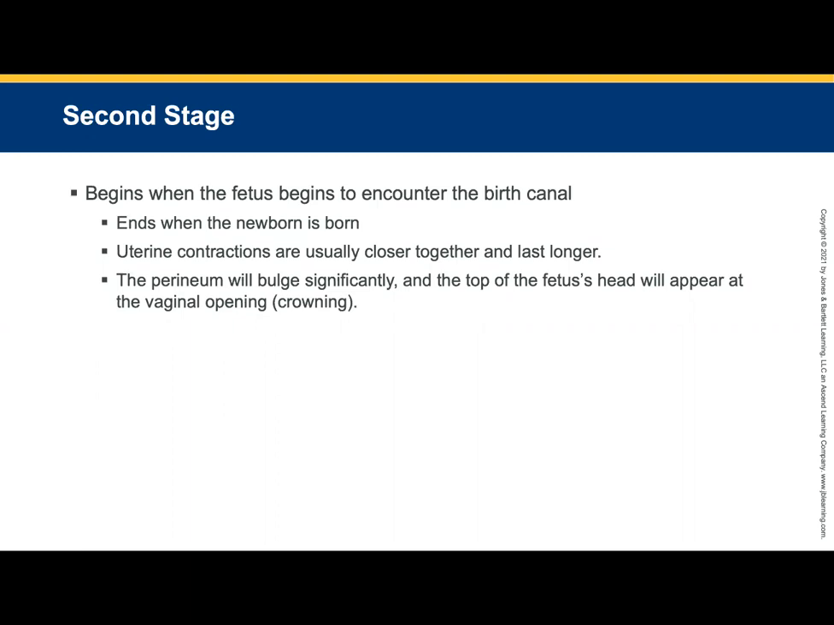Contractions are usually closer together and lasting longer. The perineum will begin to bulge significantly at the top of the fetus's head and should appear at the opening of the vagina, and that's called crowning.